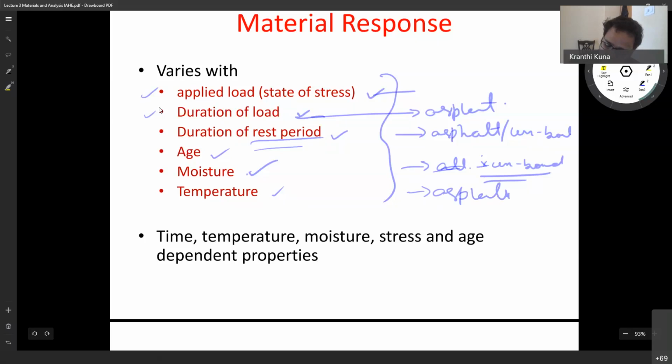Okay, so this you have to understand when you are designing a pavement. Okay, but obviously the guidelines are such that we do not have to think about most of these, but as a designer, if you want to make changes somewhere, you want to think about all these aspects. So time, temperature, moisture, stress and age dependent properties, that is what we have to determine if you want to input the material into the pavement design.